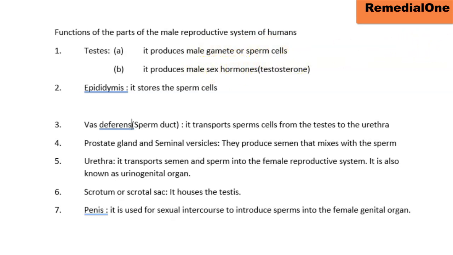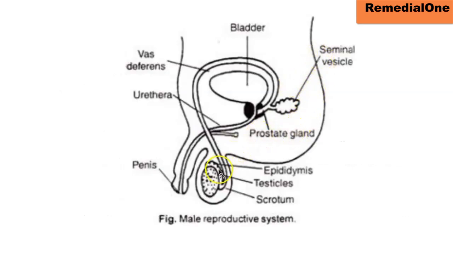Then we go to epididymis. This is the epididymis. So when the sperms are produced by the testis, they are stored in the epididymis. So the main function of the epididymis is that it stores the sperm cells temporarily after they have been produced by the testis. And then during sexual intercourse, the sperm cells are released through the vas deferens or the sperm duct. And then when it gets to the seminal vesicles and the prostate gland, it mixes with the semen.